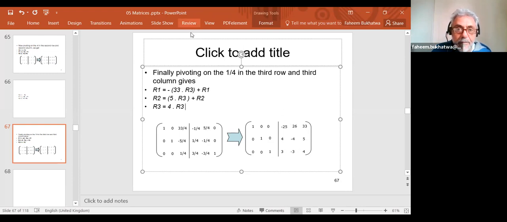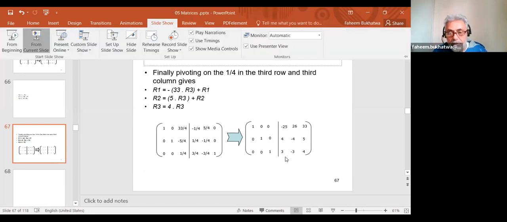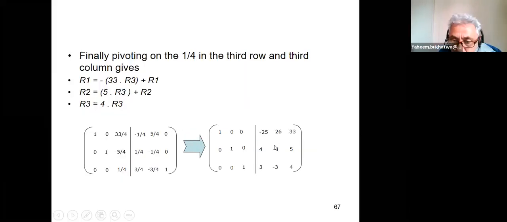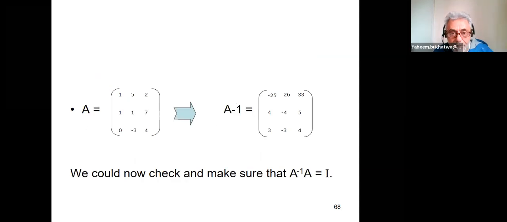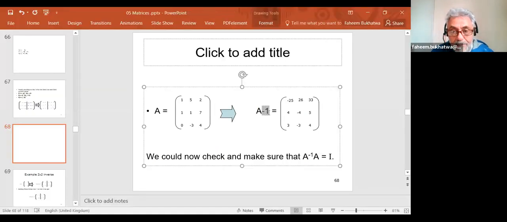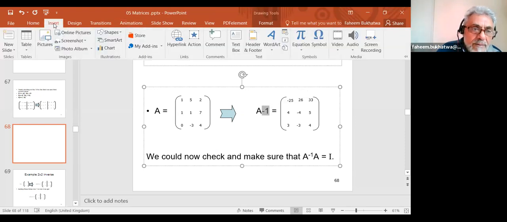So after turning this into a unit matrix, this is going to be our inverse matrix. So the inverse of our original matrix is this one, minus 25, 26, whatever it is. This is our original matrix that we started with. After 4 row operations, we're able to find this one, which is the way the inverse is worked out.